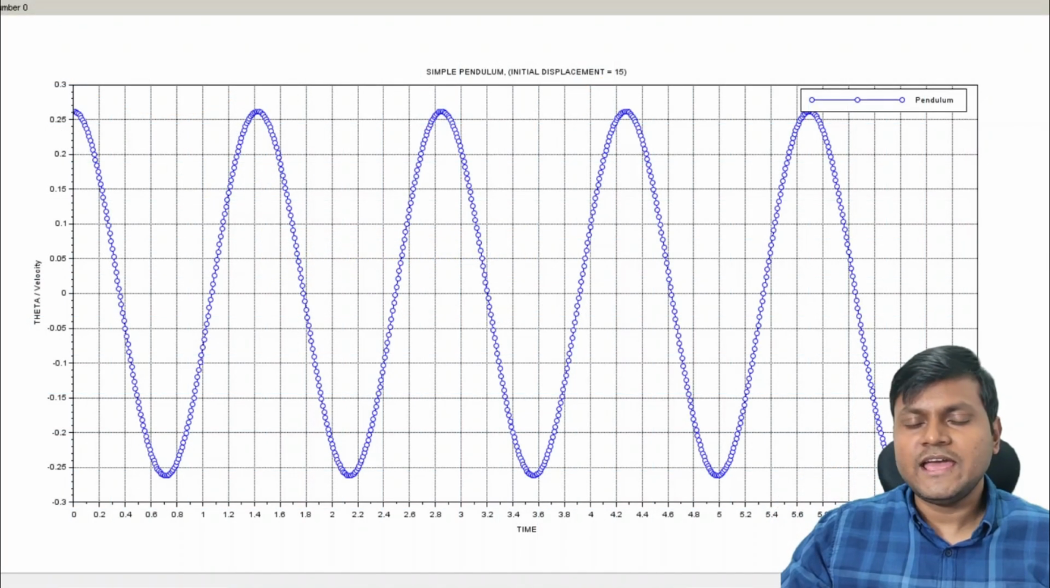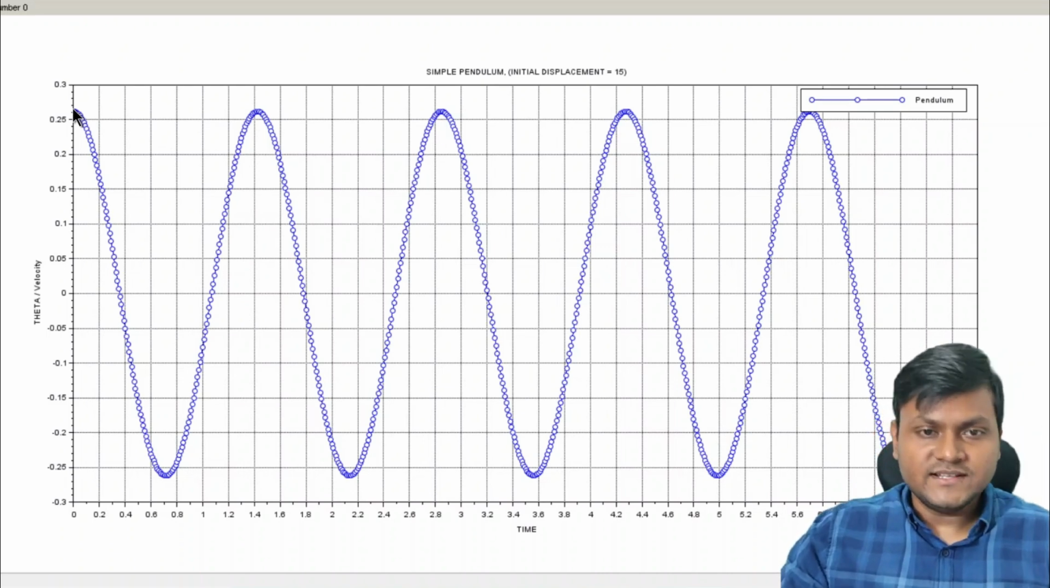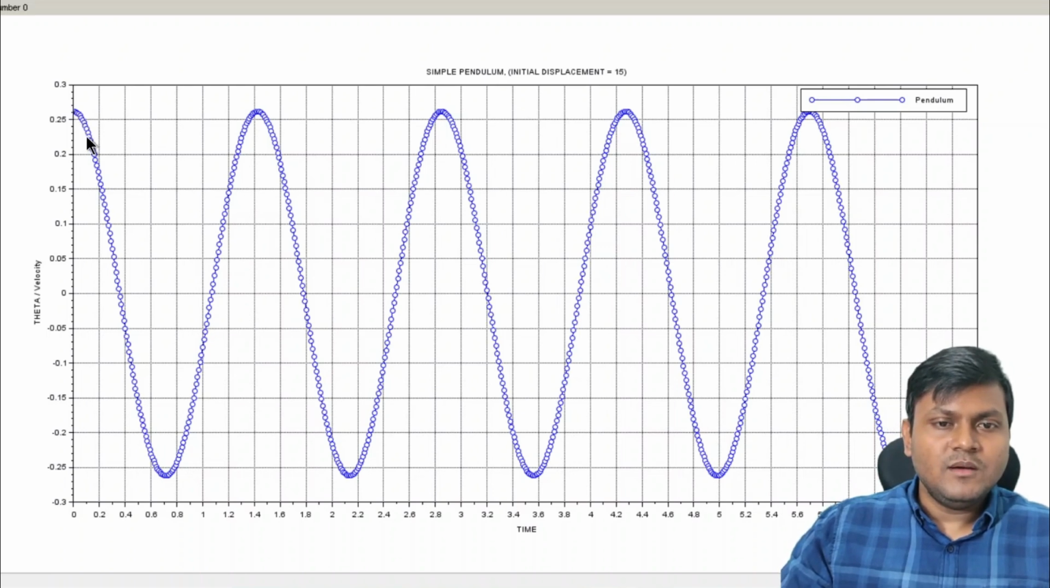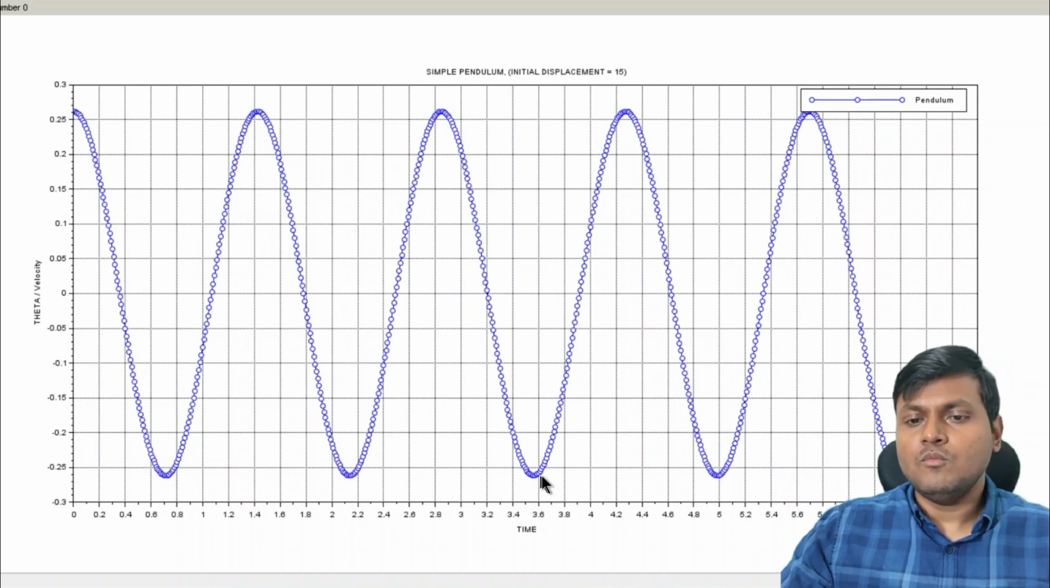Okay, so here I am simulating the solution for a pendulum that has been initially displaced from its equilibrium by 15 degrees. As you can see, the pendulum is displaced by 15 degrees. Here the axes are written in terms of radians, okay, and the pendulum then comes towards the equilibrium, goes to the other side, reaches the extreme, again comes towards the equilibrium, goes to the other side, reaches the extreme, and this kind of a to and fro motion is happening.